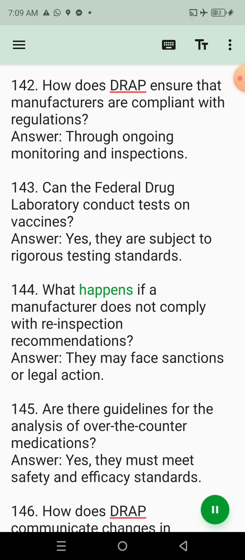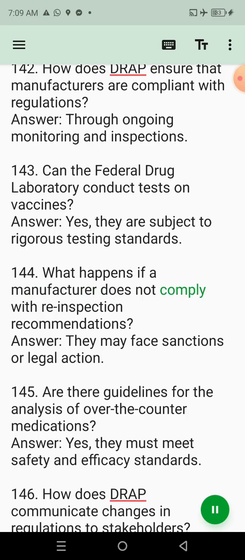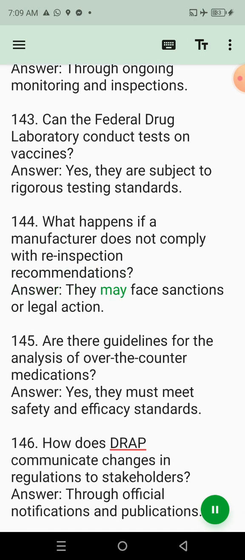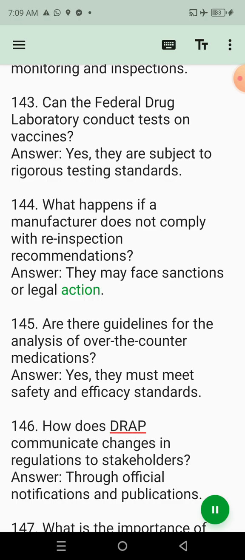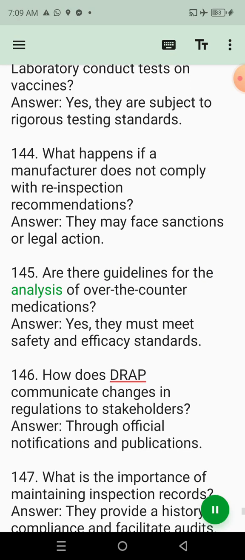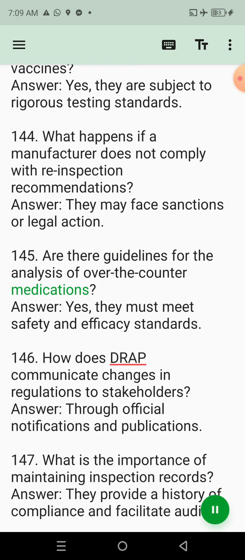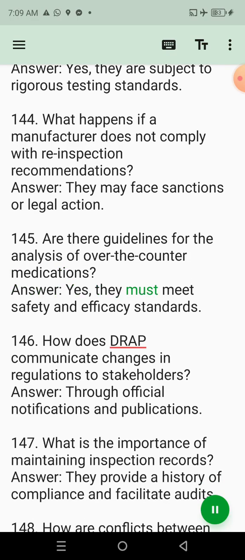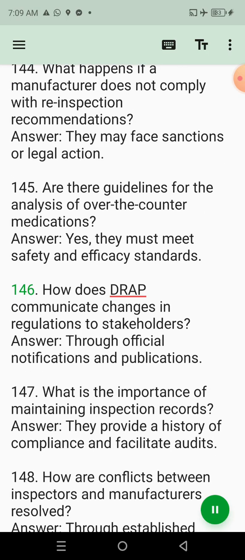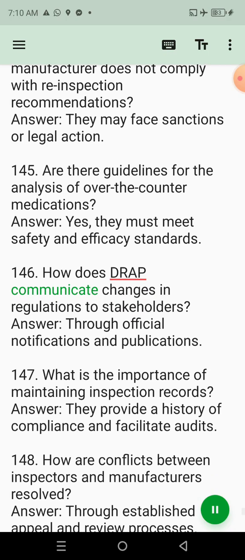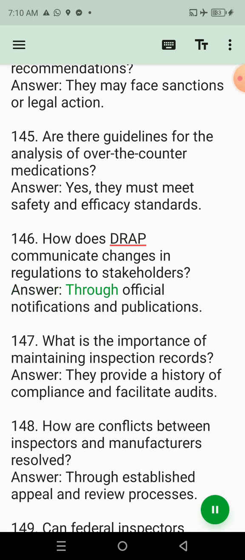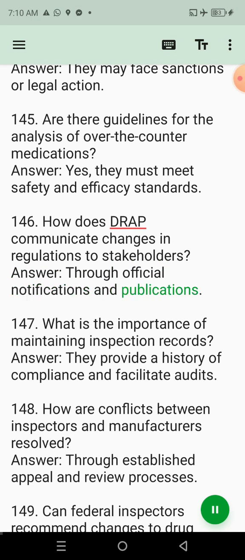144. What happens if a manufacturer does not comply with re-inspection recommendations? Answer: they may face sanctions or legal action. 145. Are there guidelines for the analysis of over-the-counter medications? Answer: yes, they must meet safety and efficacy standards. 146. How does DRAP communicate changes in regulations to stakeholders? Answer: through official notifications and publications.